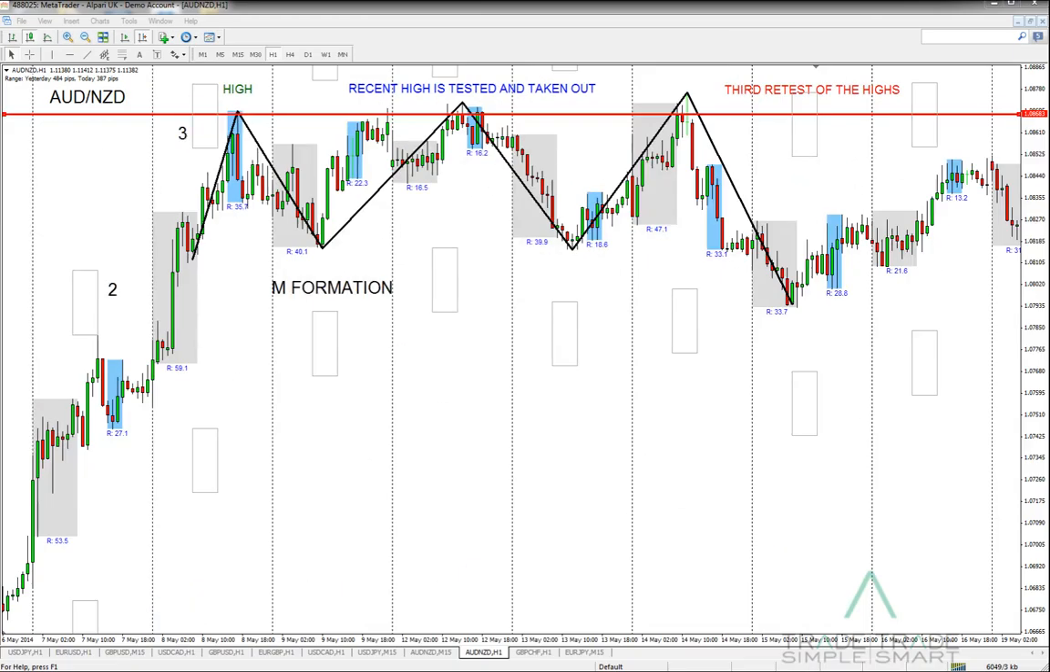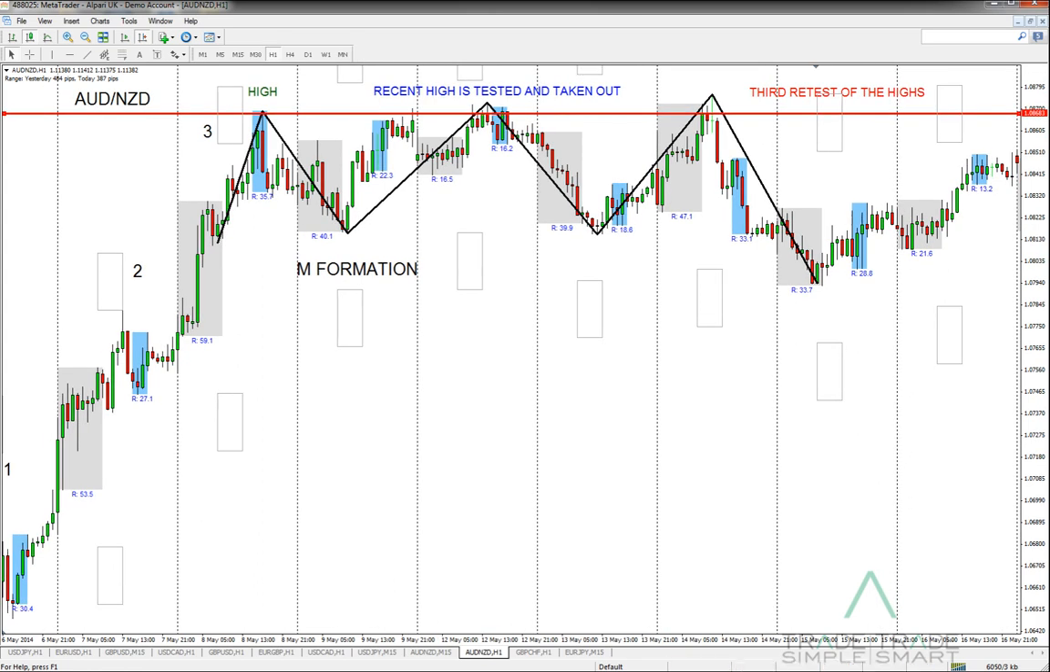So in this example, we're looking at the Australian dollar versus the New Zealand dollar, and we've had 3 levels of rise to the upside, and then we can see that we have an initial M formation, and then we have a third test of the highs. Now, the process behind why this happens is exactly the same.